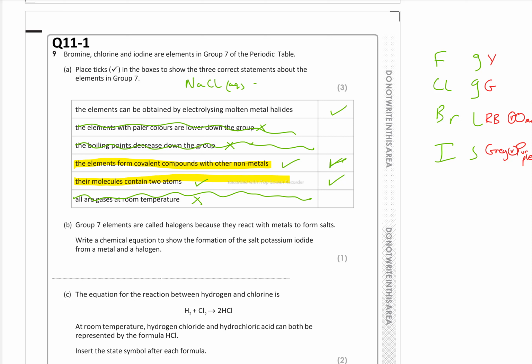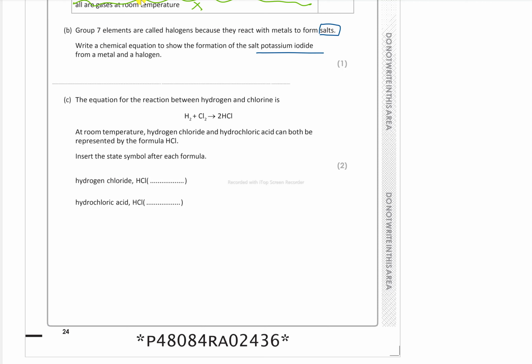Group 7 elements are called halogens because they react with metals to form salts. Halogen means salt forming. Write a chemical equation for potassium iodide from a metal and a halogen. Potassium is a metal and the halogen is iodine. I know iodine is diatomic, so that's why I've got this 2 here.